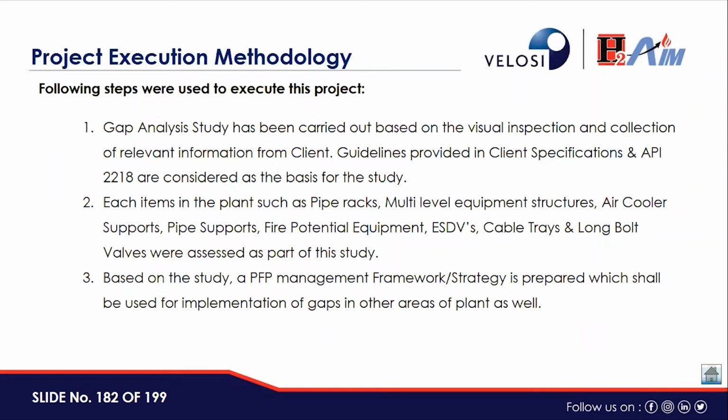Then for each item in the plant, such as pipe racks, multi-level equipment structures, air cooler supports, pipe supports, fire potential equipment, ESDVs, cable trays, and long board valves were assessed as a part of this study. And then based on this study, passive fire protection management framework and strategy is prepared, which shall be used for the implementation of gaps in the other areas of the plant as well.